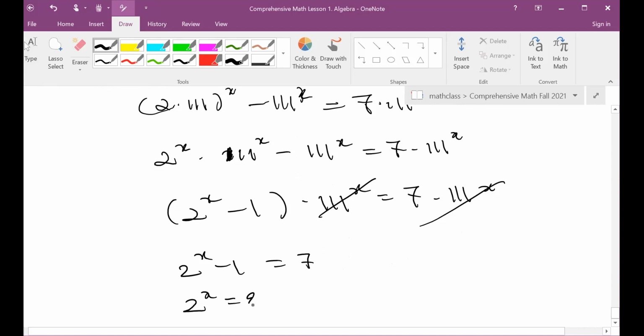2 to the x is going to be 8. Then 8 is 2 cubed. That implies x equals 3. Okay.